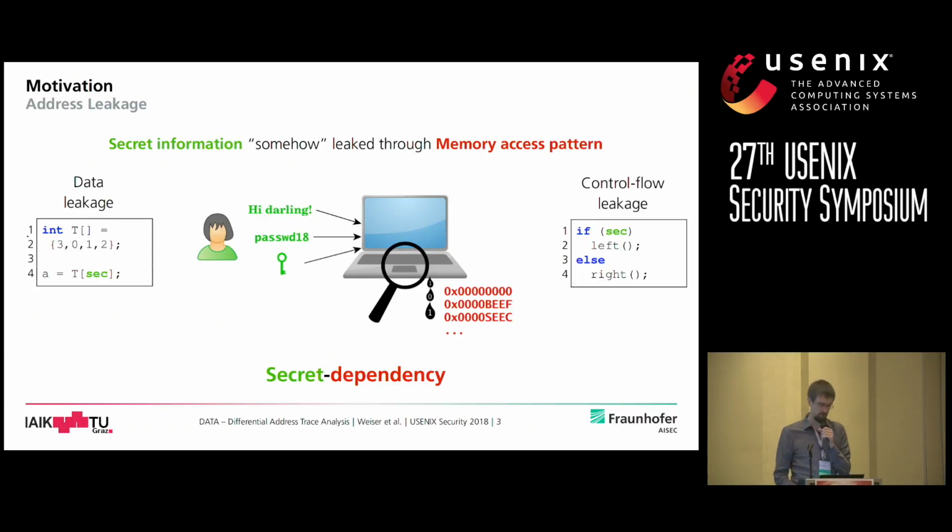On the other hand, we have control flow leakage, which occurs whenever a secret is used in a condition. Thus, different code gets executed for different secrets. For example, when a secret condition is true, the function left gets executed. If false, the function right gets executed. So by just observing which code gets executed, an attacker can infer the secret.